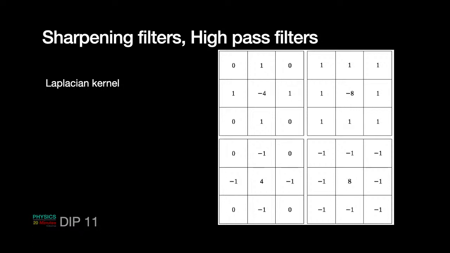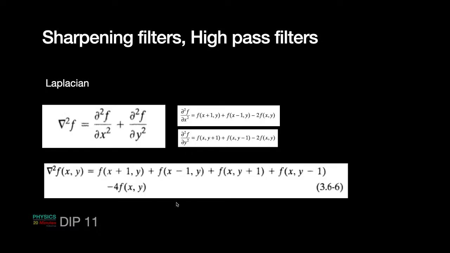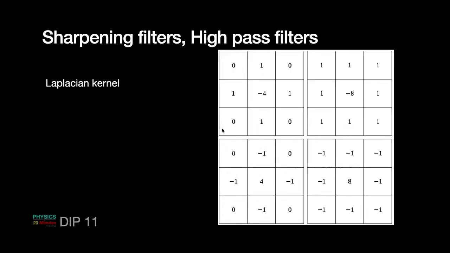So how would the kernel look? One of the ways the kernel can look is this: this coefficient is 1, this coefficient is 1, this coefficient is 1, this coefficient is 1, and the central coefficient is minus 4. So the kernel looks like 1, 1, 1, 1, minus 4. The rest of them are 0.